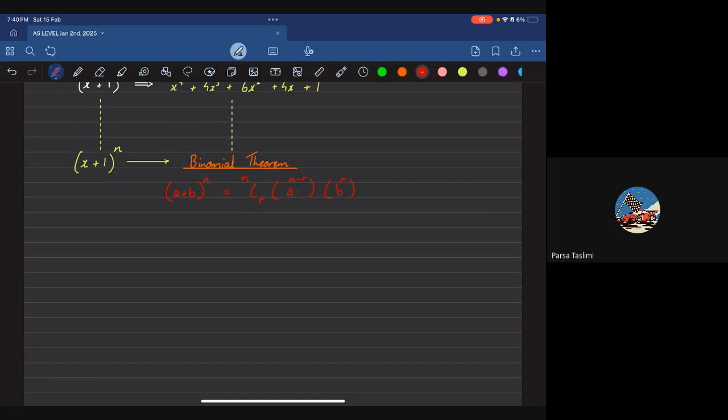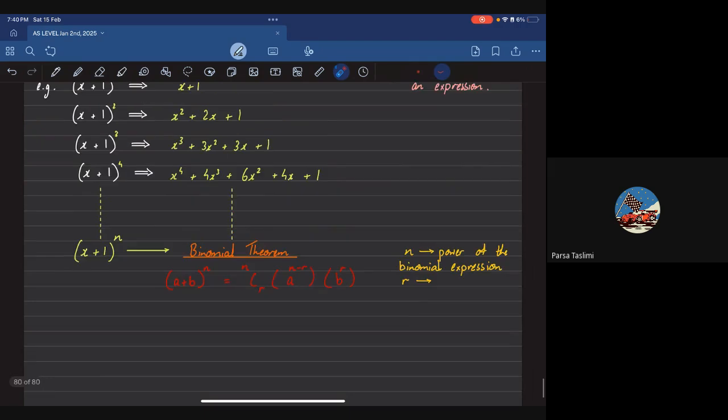First of all, n is the power on top of the binomial expression. So it is the power of the binomial expression. And r is the required power that you want to find.